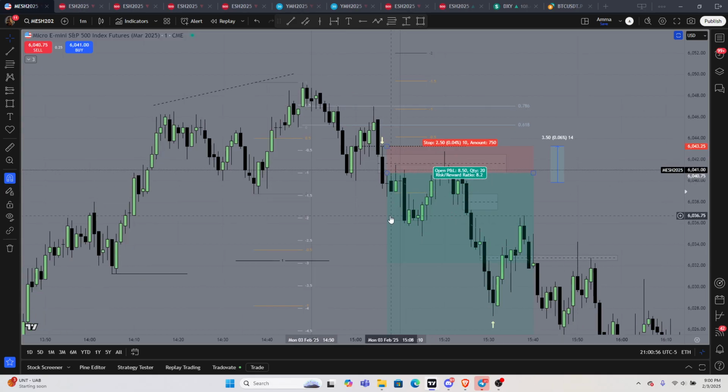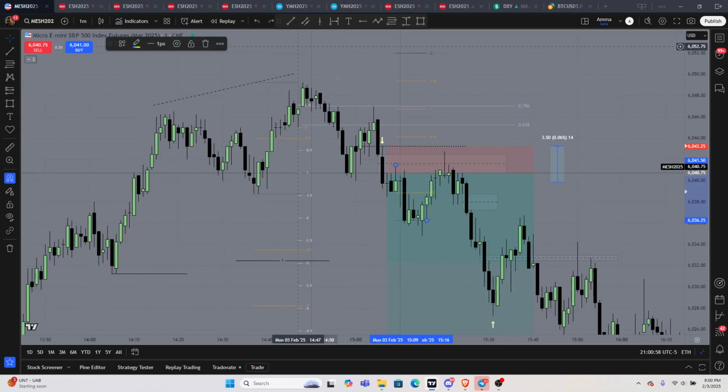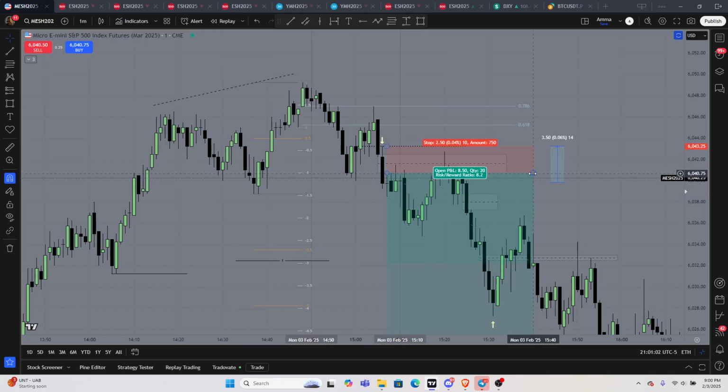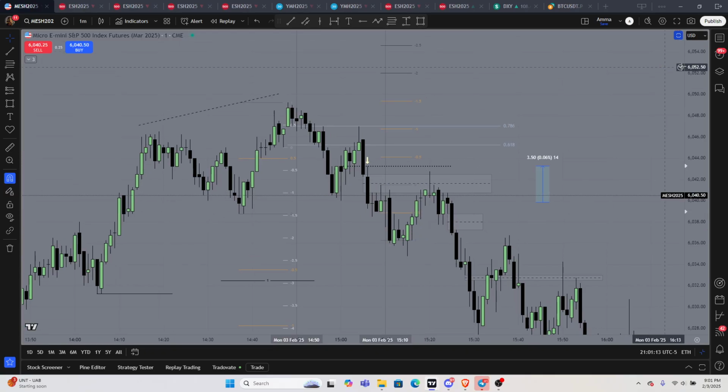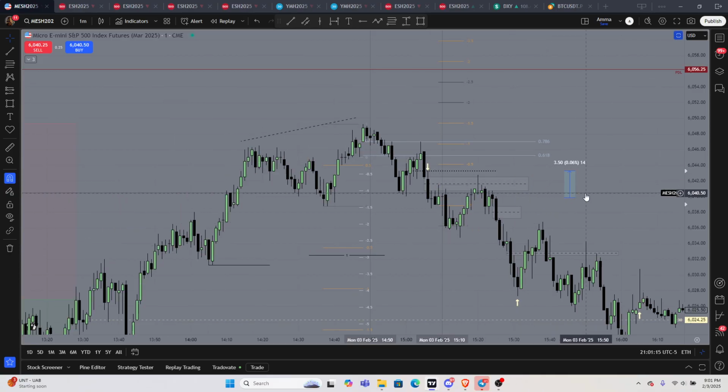If we close above this up close candle, sorry about this, Greg. If we close above this up close candle, actually close above the swing high of it, then that would look like a breaker to go to the upside. And okay, the short was invalidated.